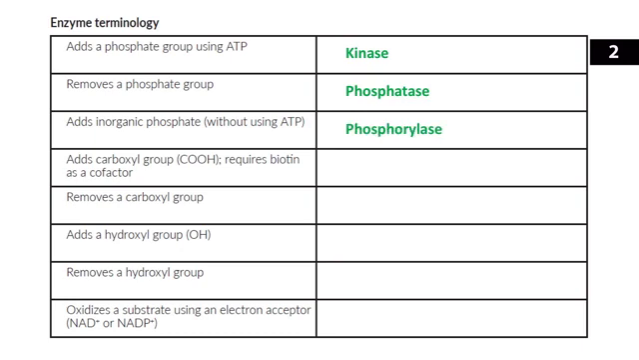An enzyme that adds a carboxyl group is a carboxylase. And this usually requires biotin or vitamin B7 as a cofactor. An enzyme that removes a carboxyl group is a decarboxylase. Likewise, an enzyme that adds a hydroxyl group is a hydroxylase, and the enzyme that removes a hydroxyl group is a dehydroxylase.